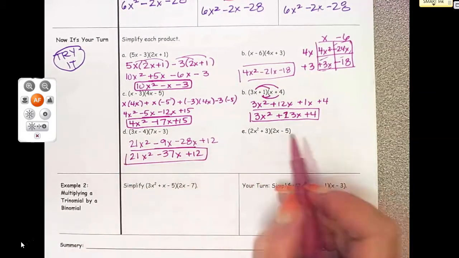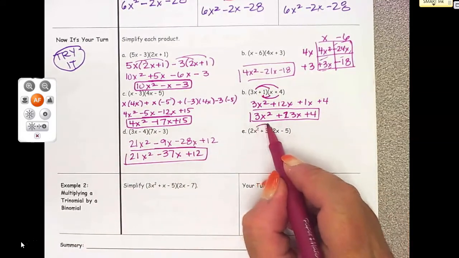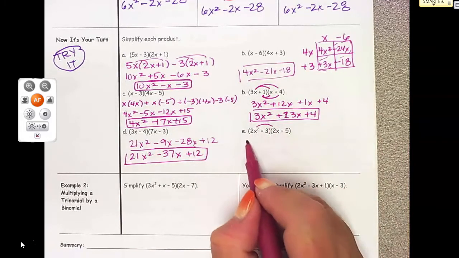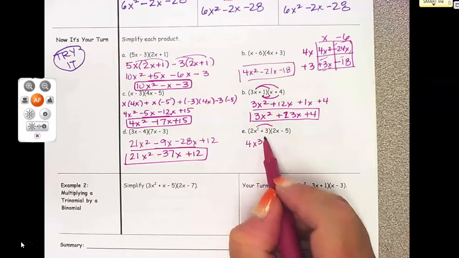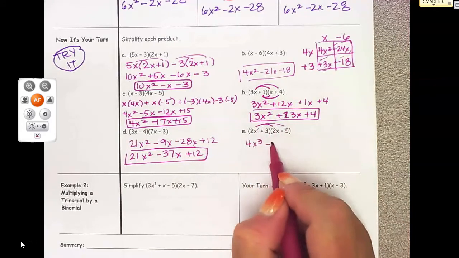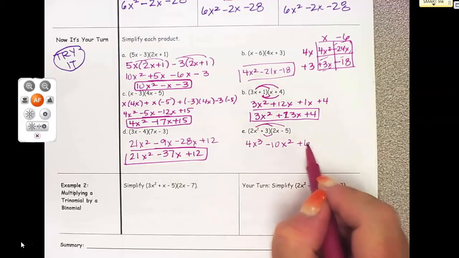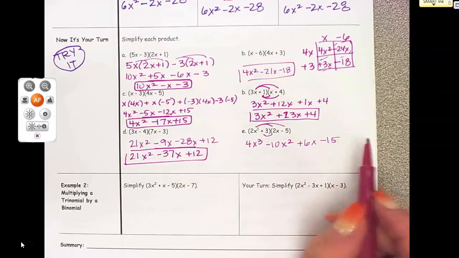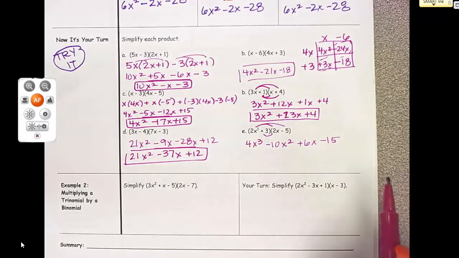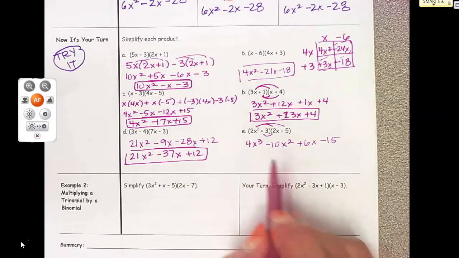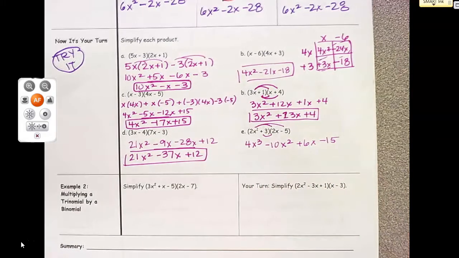And last but not least, here we have a little bit of an exponent problem. 2x squared times 2x is 4x to the third. 2x squared times minus 5 is minus 10x squared plus 6x minus 15. So it turns out there are no like terms to combine there. So we end up with a cubic polynomial, which is anything more than 3 terms.